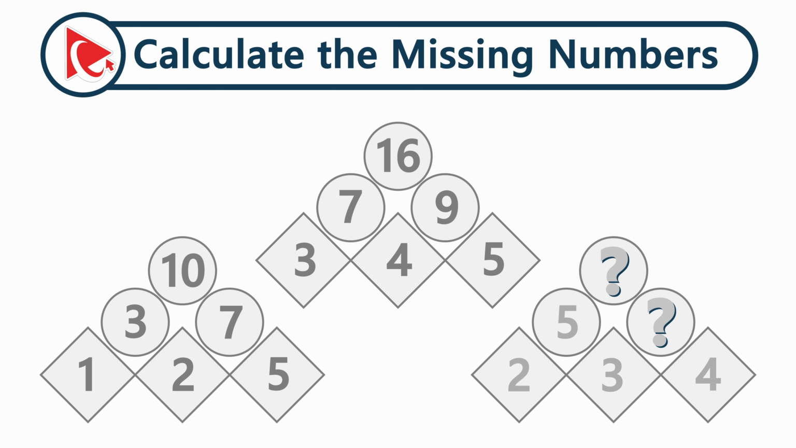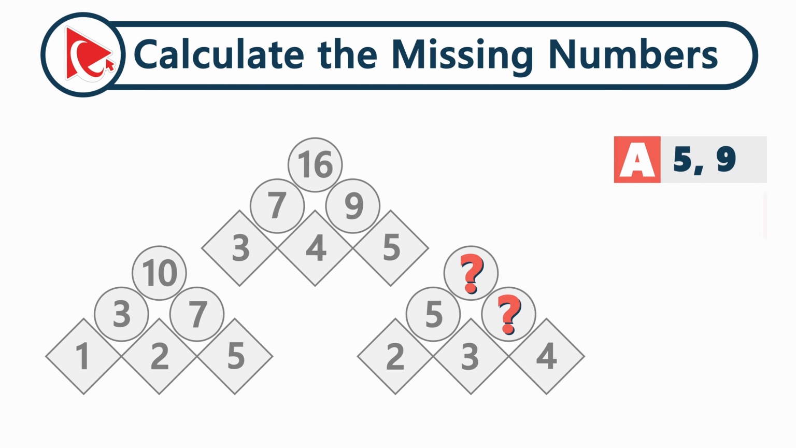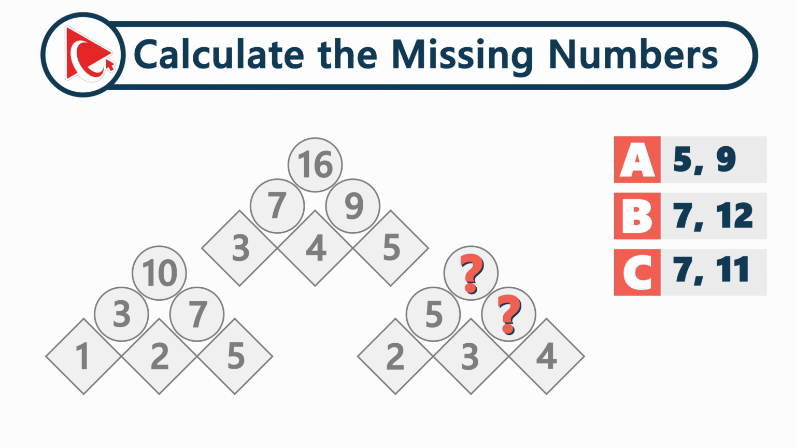And then the third shape has numbers 5, 2, 3, 4, and then comes the set of 2 missing numbers, which you need to calculate and select out of 4 possible choices. Choice A, 5 and 9, choice B, 7 and 12, choice C, 7 and 11, and last but not least, choice D, 6 and 12.